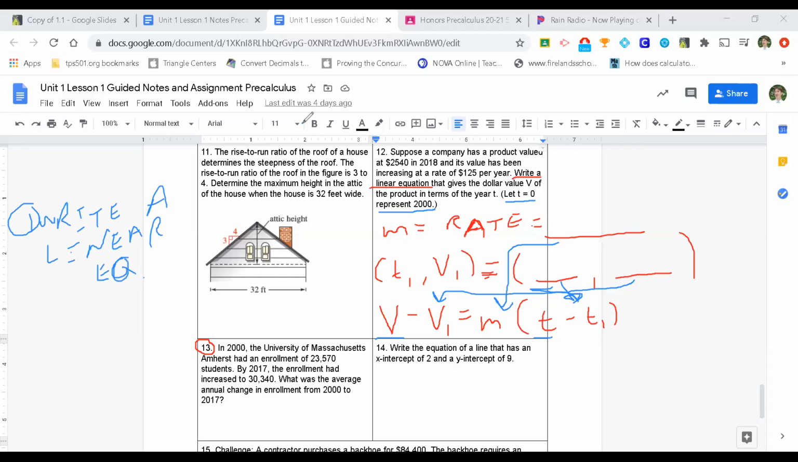God, just the writing on here is just so bad. It just looks awful.